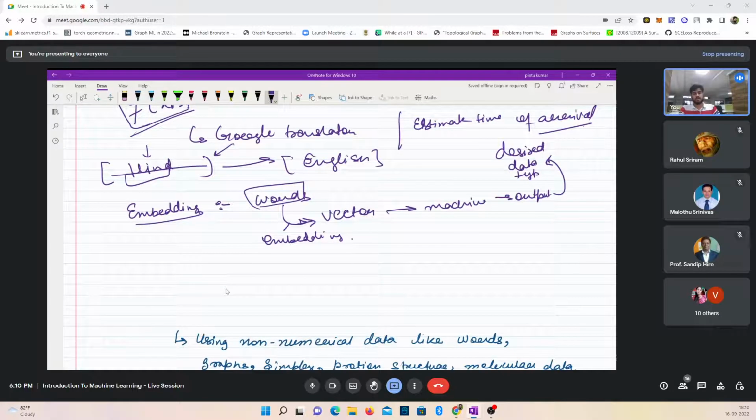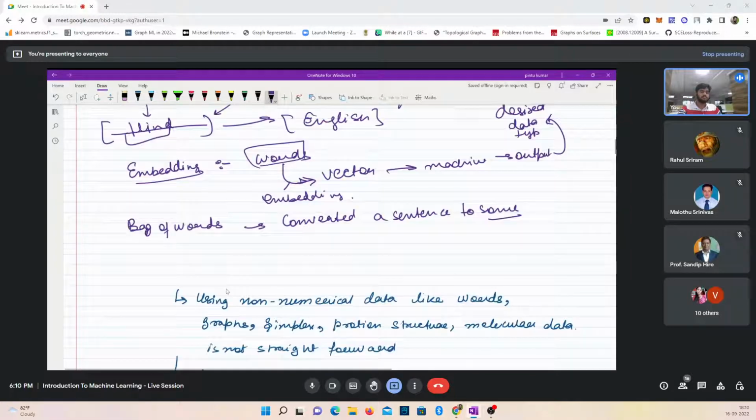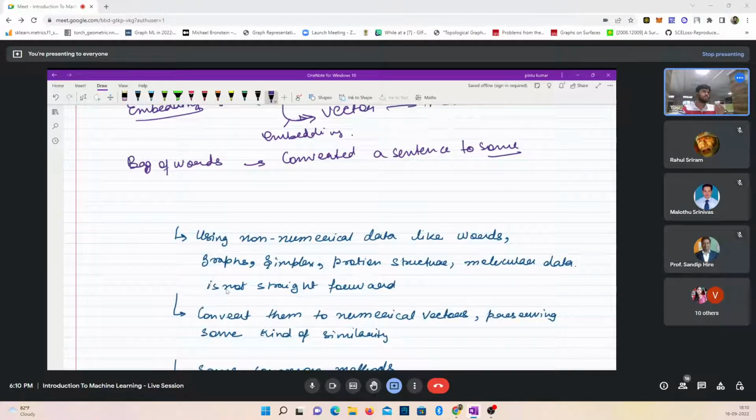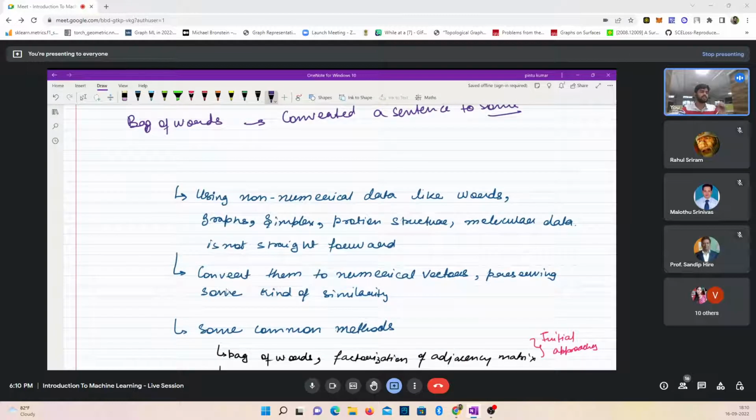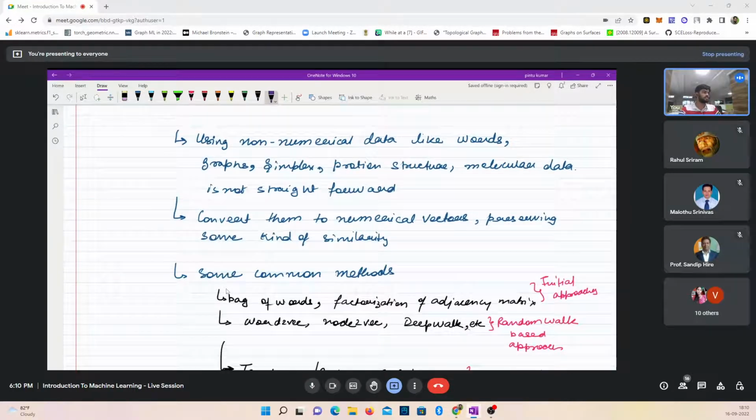For example, in some initial week 0 tutorial, there was something called bag of words. There you converted a sentence to some vector. I am just mentioning it because this is being used very much these days in the area of research as well as in application. So I thought I would at least mention it so that you know something like this exists.